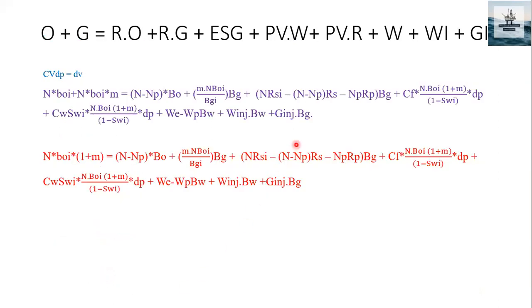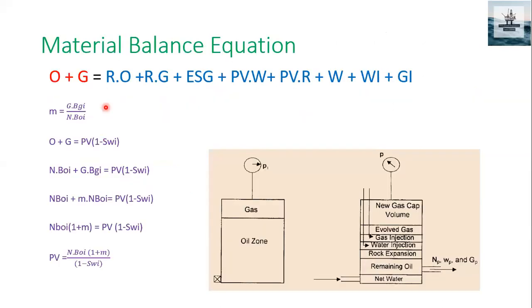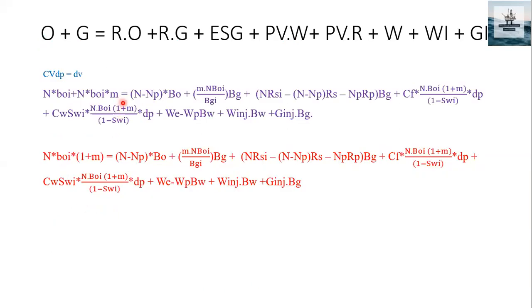So this is exactly your material balance equation. If you look over here, NBOI represents oil, plus gas, N into BOI into M, that we have done already here. This is for gas, and it is equal to remaining oil, that is initial oil minus produced oil. N represents in place oil, NP represents produced oil. So N minus NP will give you the remaining oil. When you cross multiply that with BO, it will give you the reservoir remaining oil.